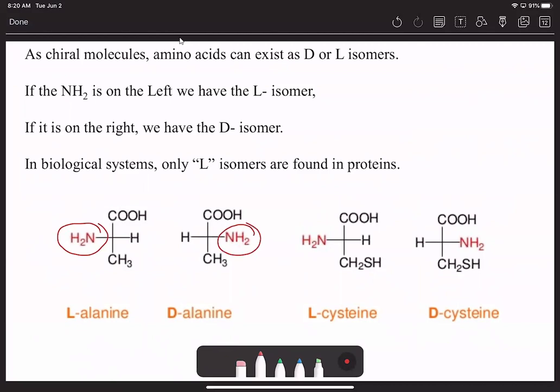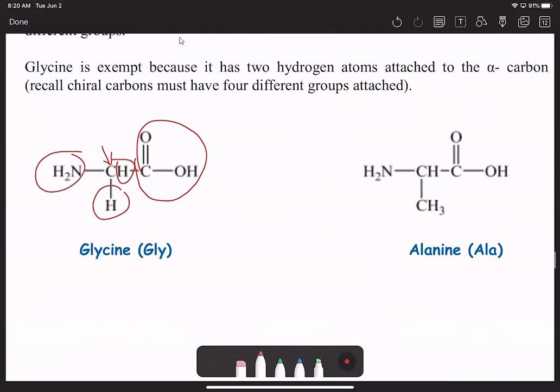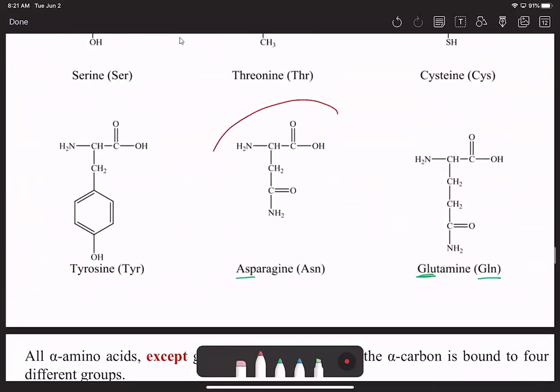So if we look at the amine group, if it's on the left, you know, it's the L isomer. If it's on the right, it's the D isomer, right? But we would need a Fischer projection. So if we look at these structures up here, these are not Fischer projections.